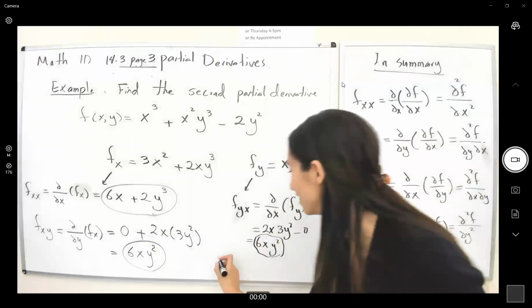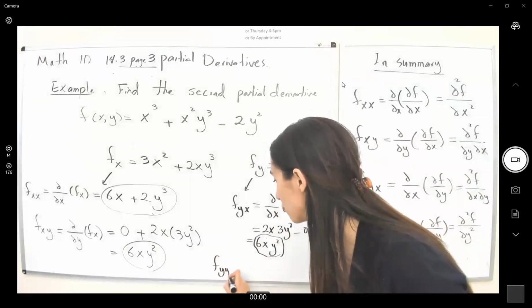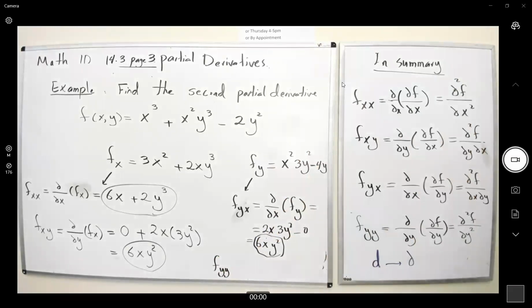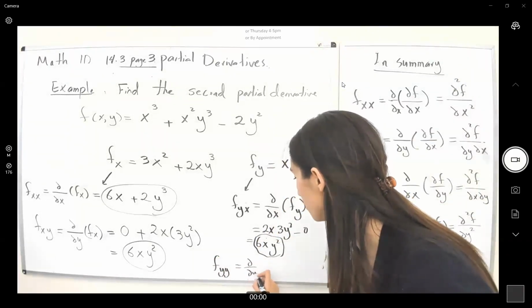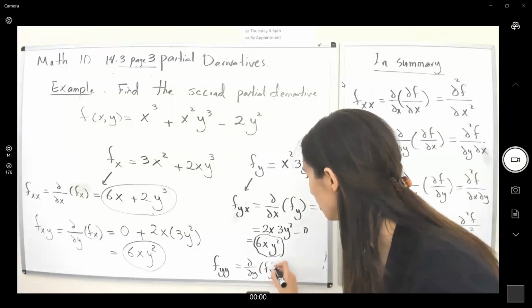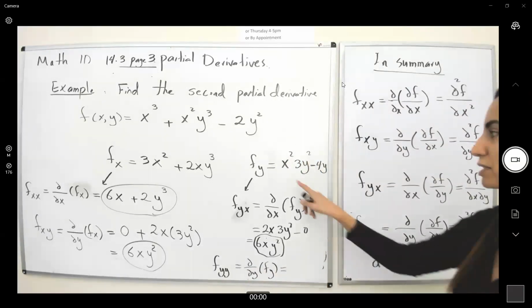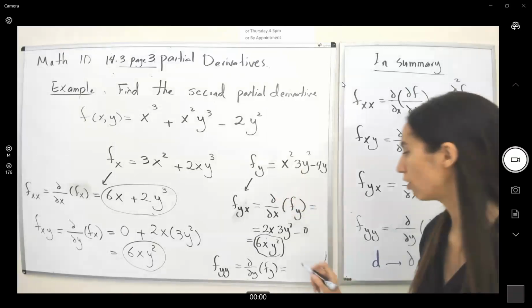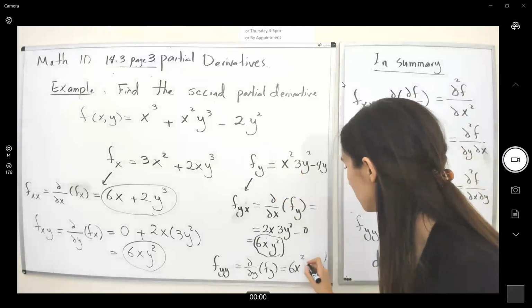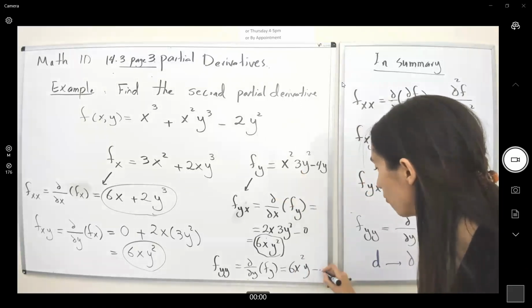And finally, the second partial derivative of the function with respect to y is equal to, you are taking the partial derivative of f of y with respect to y. It means that your x is a constant. Here you have 6x squared y minus 4.